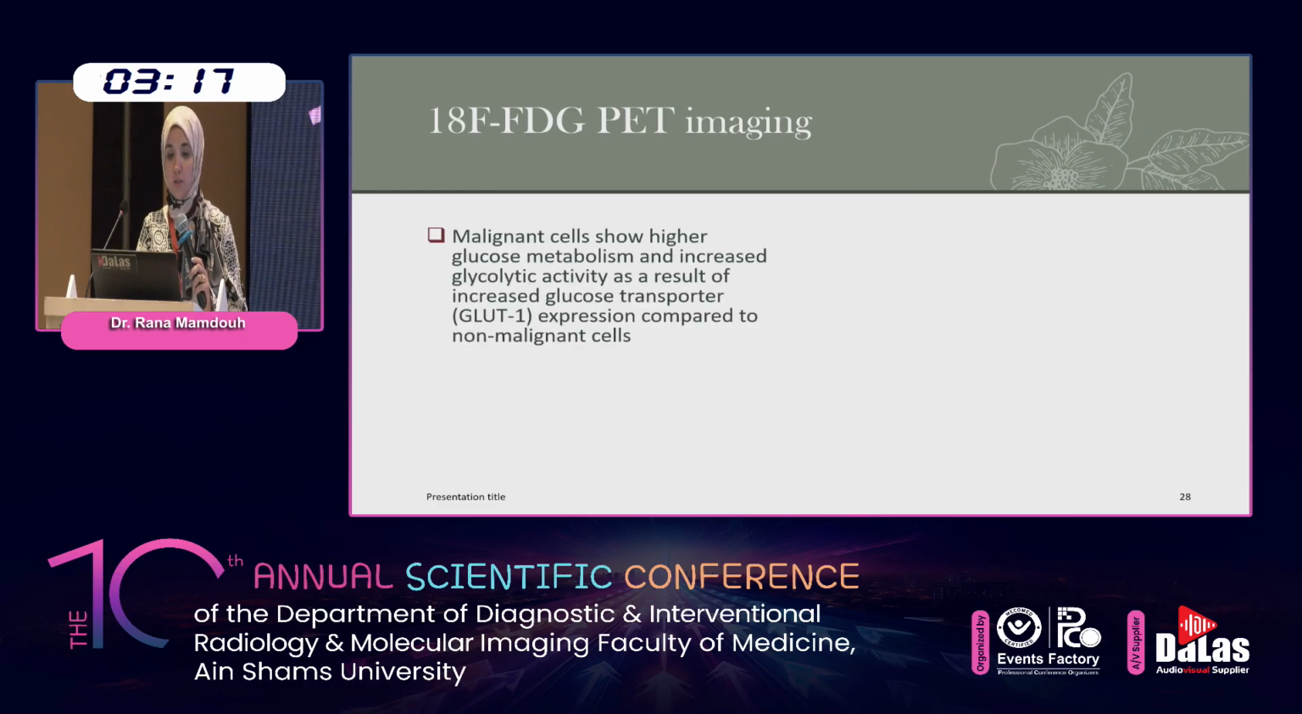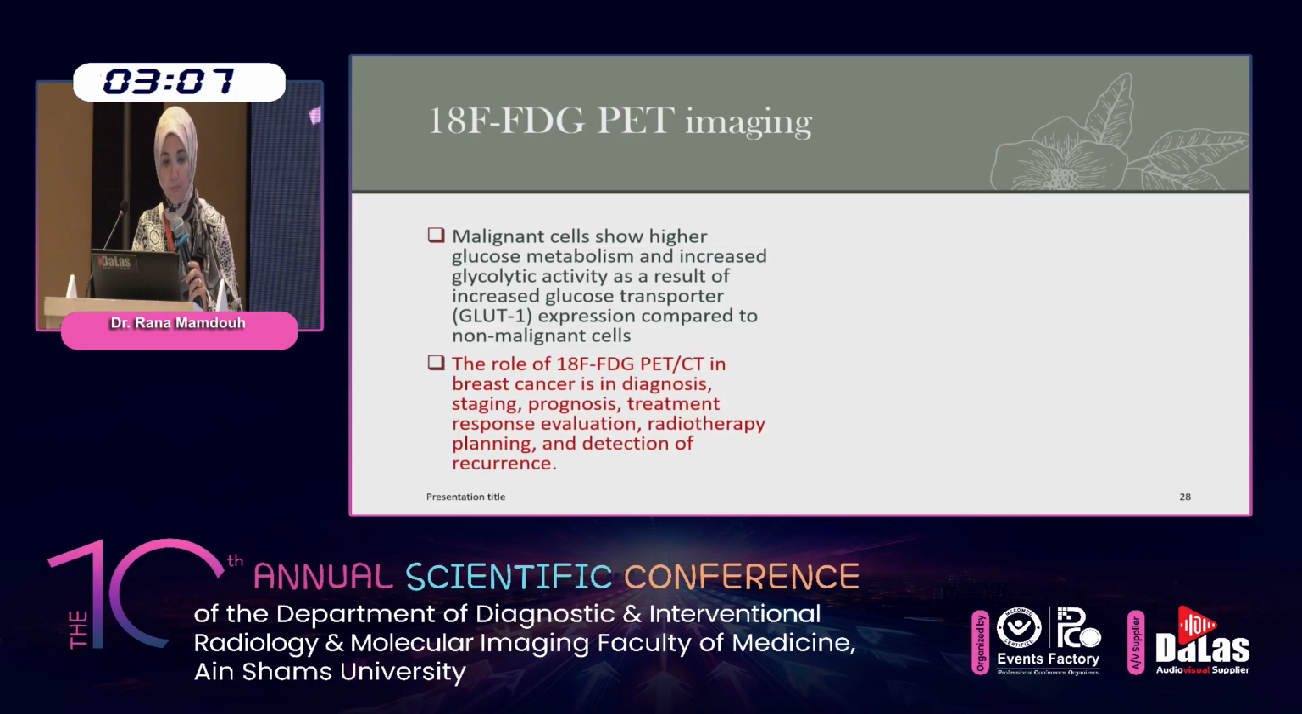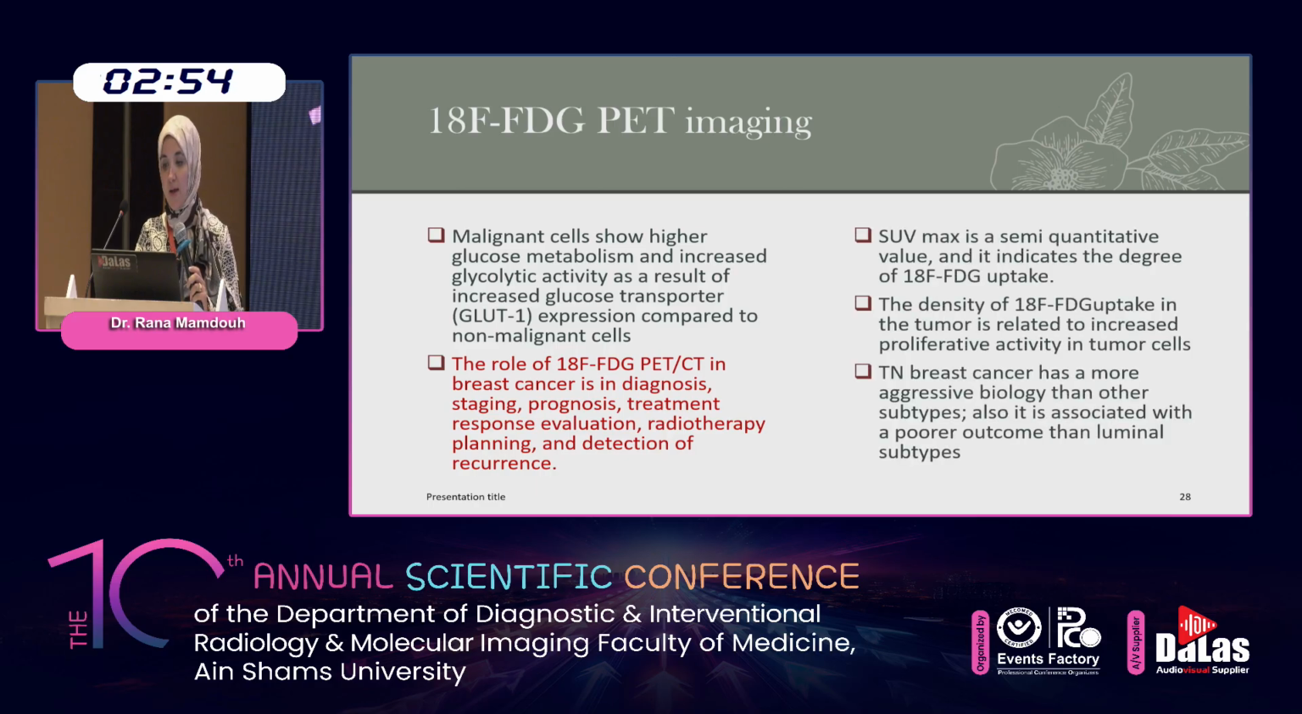FDG PET imaging. Malignant cells show higher glucose metabolism and increased glycolytic activity as a result of increased glucose transporter expression compared to non-malignant cells. The role of PET-CT in breast cancer is in diagnosis, staging, prognosis, treatment response evaluation, radiotherapy planning, and detection of recurrence. SUV max is a semi-quantitative value that detects the degree of FDG uptake.